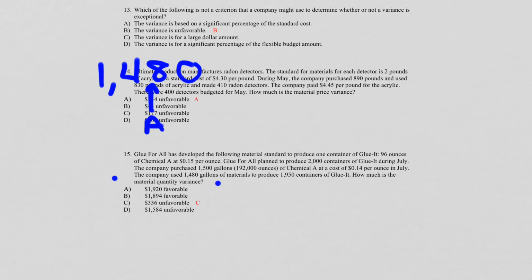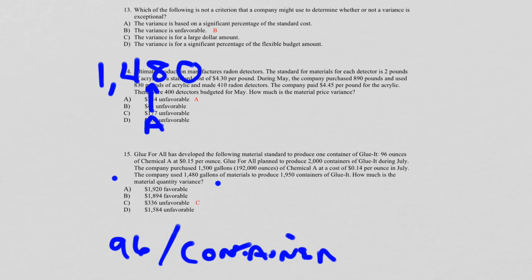To produce 2,000 containers, they were expecting to use 96 ounces per container. I see that. Then, in order to do that, to produce 2,000 containers, they were going to buy, or they did buy 1,500 gallons, which is 192,000 ounces.